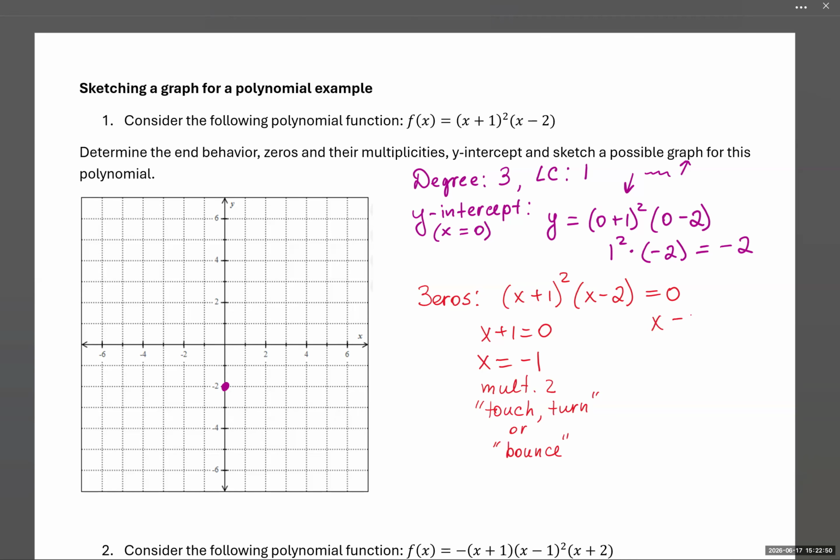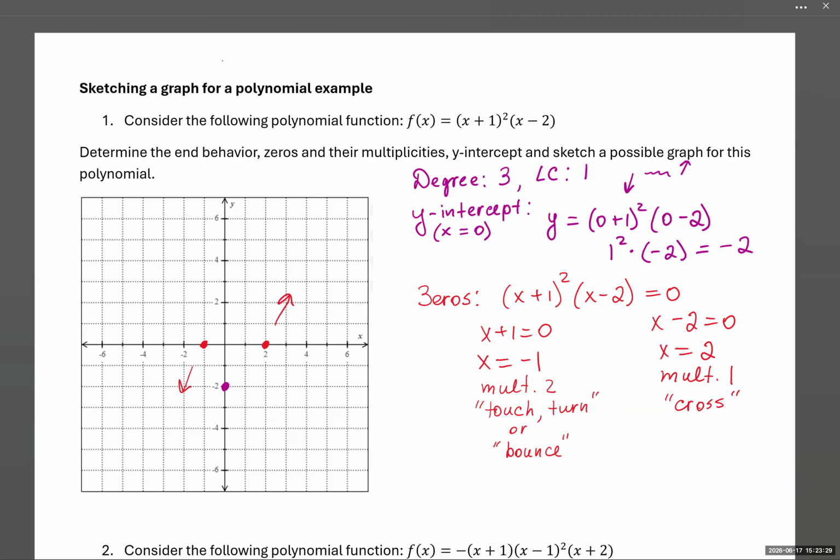Then the second parenthesis, x minus 2 equals 0, x equals positive 2. On this one, multiplicity is 1. Odd multiplicity means that at that point, the graph is going to cross the x-axis. So let's go ahead and plot these on the x-axis. x equals negative 1, that's right here. x equals 2, that's right here. Now this is where we actually consider the ends. I know that my left end should point down, so I'm going to go ahead and draw it in. And then I know that my right end should point up, so I'll go ahead and draw that in.